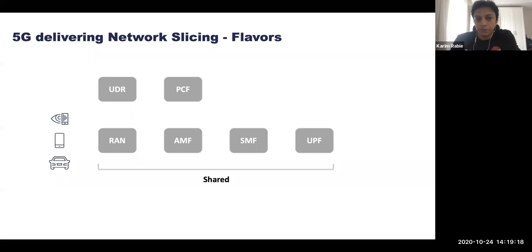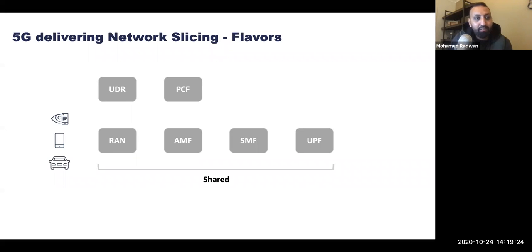Sure. As you mentioned, Karim, we have a lot of flexibility when it comes to defining the components of each network slice, and it's up to the operator to decide how many components can be shared and how many components can be dedicated for a specific slice. It's more flexible than what we saw in 4G and 3G.